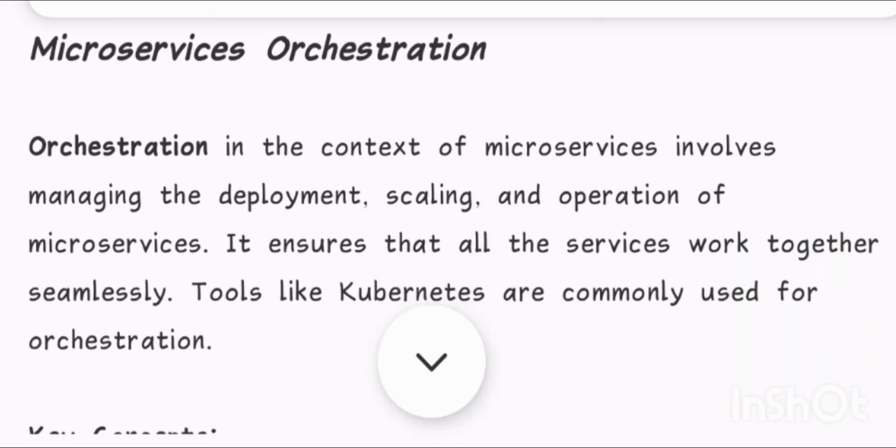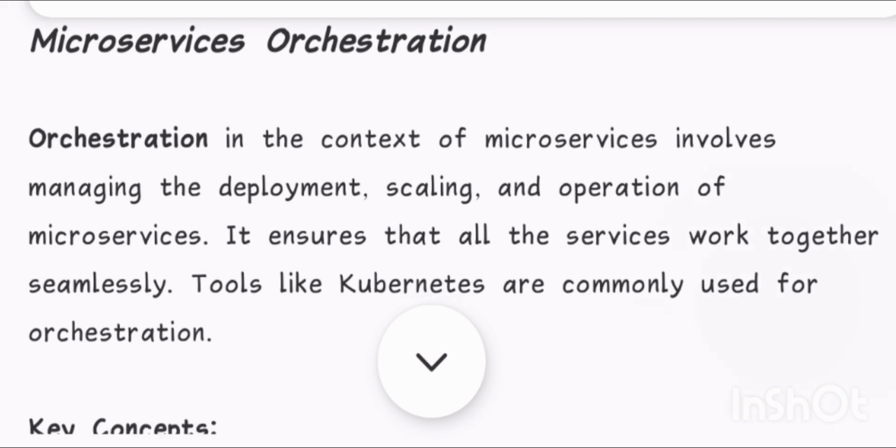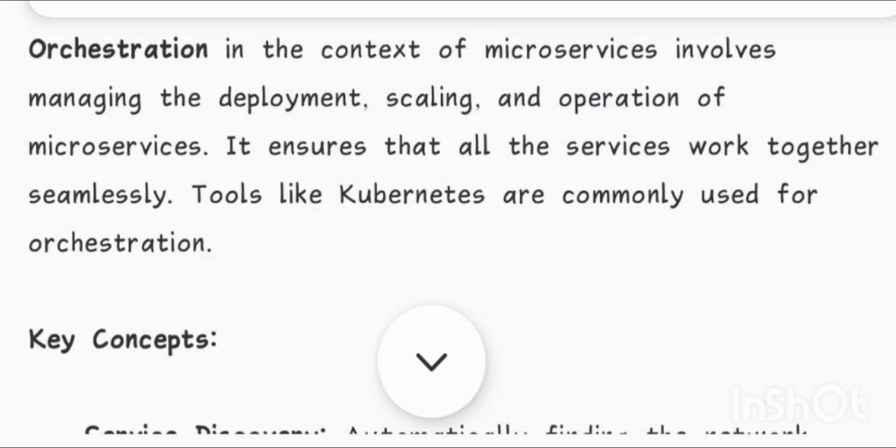Microservices orchestration. Orchestration, in the context of services, involves managing the deployment, scaling, and operation of microservices. It ensures that all the services work together seamlessly. Tools like Kubernetes are commonly used for orchestration.